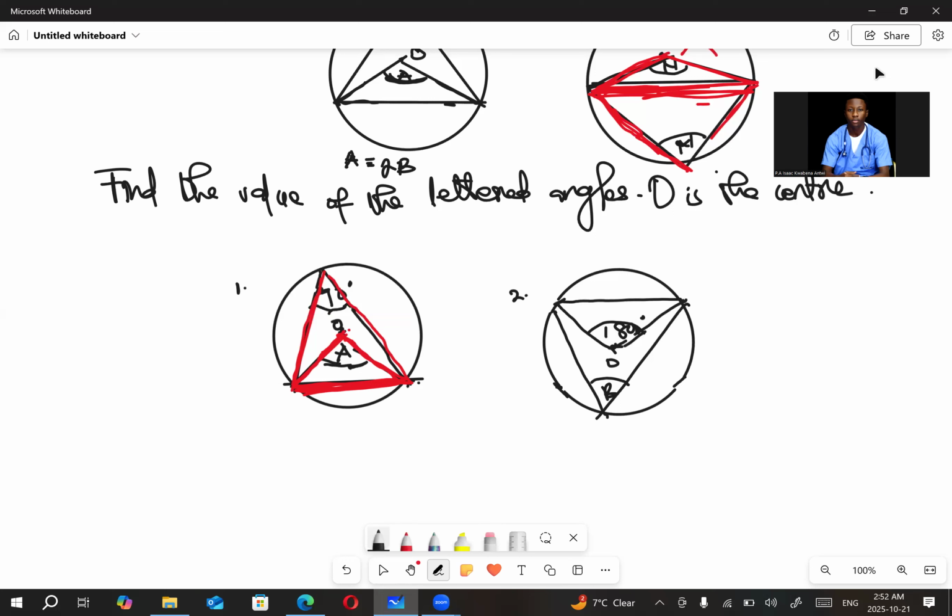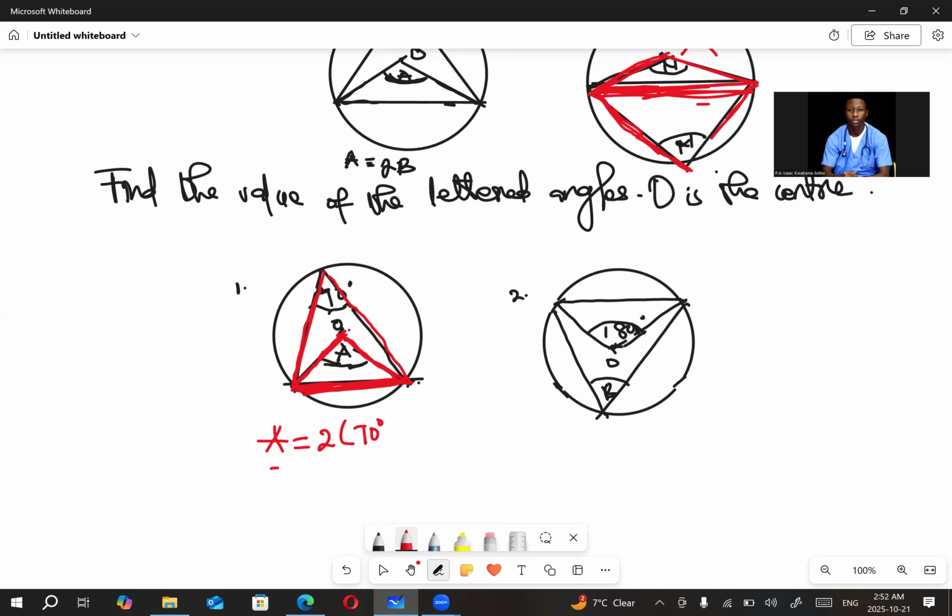So the angle, it says the angle a chord subtends at the center, which is A, is twice the angle it subtends at the circumference. As means equal to. So equal to twice the angle it subtends at the circumference. What angle does it subtend at the circumference? 70.